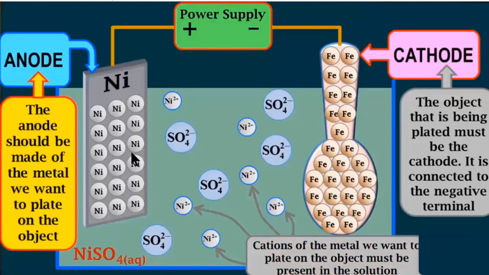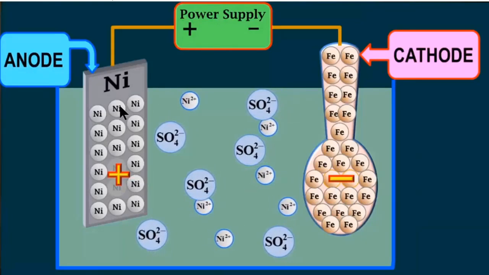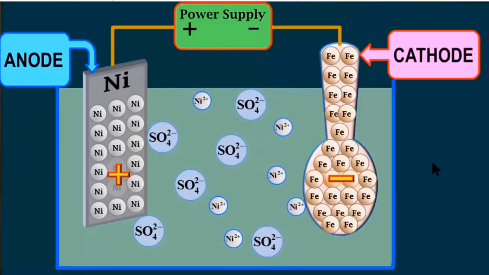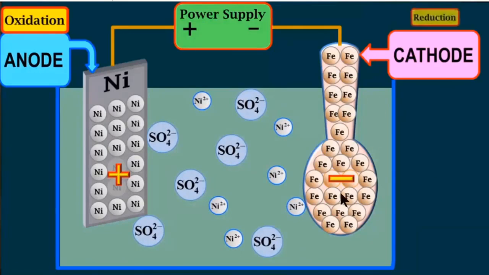Okay, and another thing is that the anode should be made of the metal we want to plate on the object. We are making anode as nickel because I want to electroplate this iron spoon with nickel. So nickel will be made anode, and the object on which electroplating has to be done will be made cathode. So when the charge is put on, nickel is positively charged, this anode is positively charged, and this is negatively charged. So the positive ions move towards the negative, and negative ions move towards the positive. So oxidation happens at anode and reduction happens at cathode.